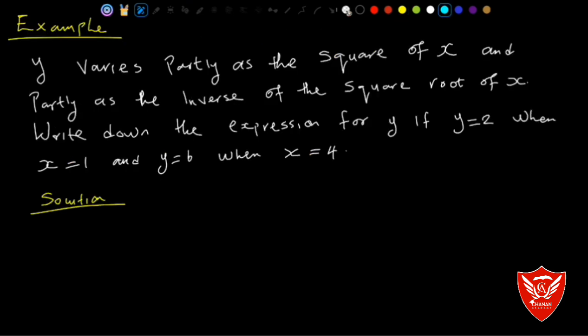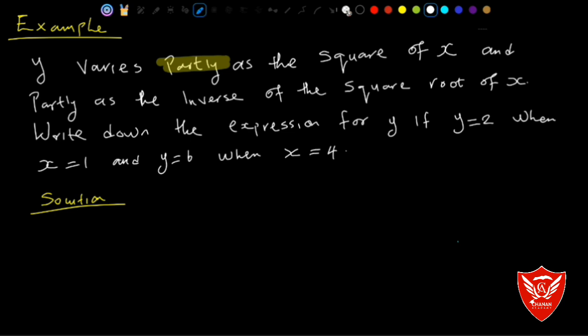The question says y varies partly as the square of x and partly as the inverse of the square root of x. Write down the expression for y if y equals 2 when x equals 1 and y equals 6 when x equals 4. All right, so take note of this statement, partly. Now, because it's a partial variation, we are not going to combine them together. We are going to add them together with an operation plus.